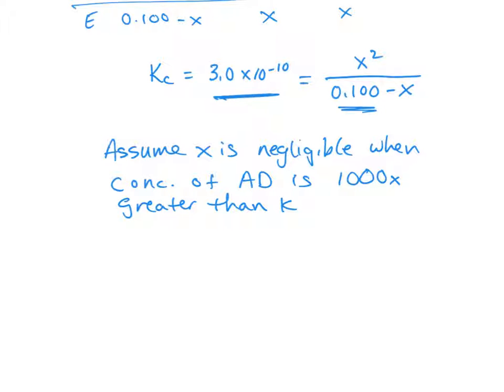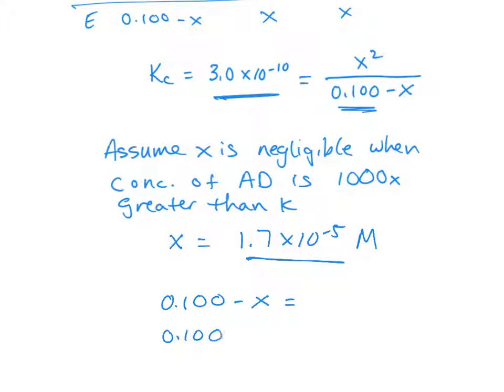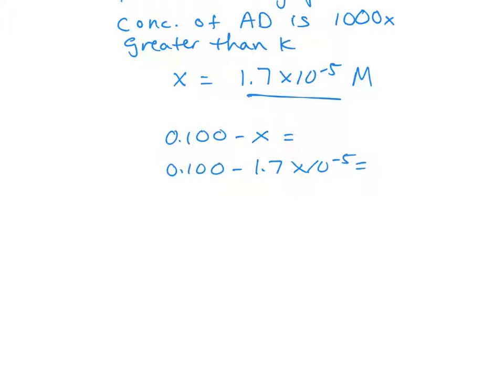And if you think about this, so if we went ahead, you already did the calculations. I'm thinking most of you got it. So X ends up being 1.7 times 10 to the minus 5 molar. So that's going to be our concentrations in the table and all that. But if you compare this value, the 1.7 times 10 to the minus 5, to 0.1, if you have 0.1 minus 1.7 times 10 to the minus 5, what do you get? Considering sig figs, what do you get? 0.1, right? So that's why the assumption works.